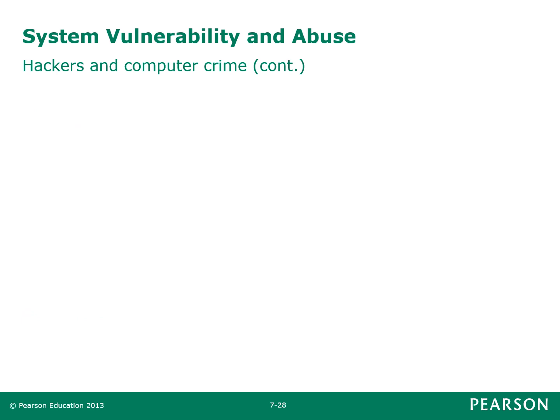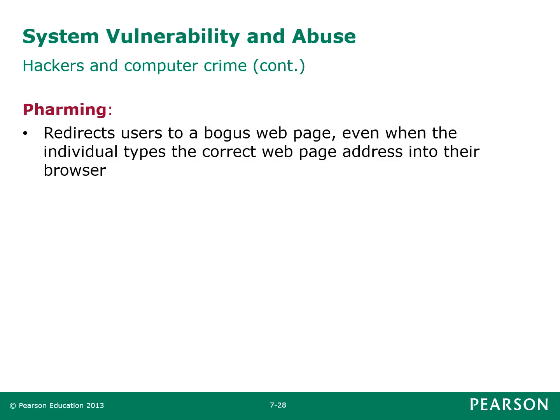Pharming is a method of identity theft in which hackers set up a website that looks like a legitimate website, such as that of a bank, and redirect users who are trying to visit the authentic website to the fake one to track them in order to steal passwords and other personal information.